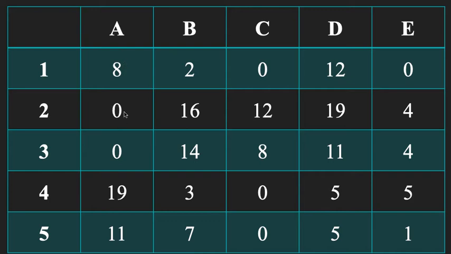What is the lowest here? It is 0. What is the lowest here? It is 2. What is the lowest here? It is 0. What is the lowest here? It is 5. What is the lowest here? It is 0, right? So we are going to subtract this lowest element from the respective elements of the column. Here we have 0 as the lowest element, so all the elements will remain the same. But here we have 2 as the lowest element, so 2 minus 2 is 0, 16 minus 2 is 14, 14 minus 2 is 12, 3 minus 2 is 1, 7 minus 2 is 5.